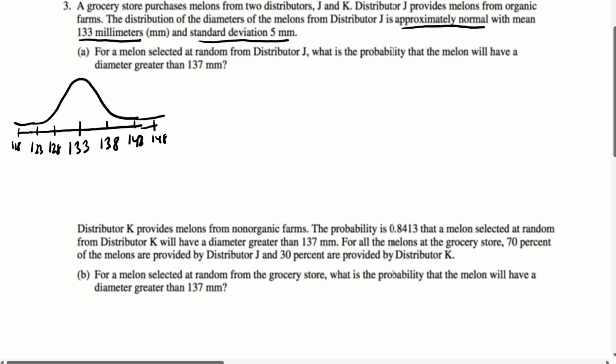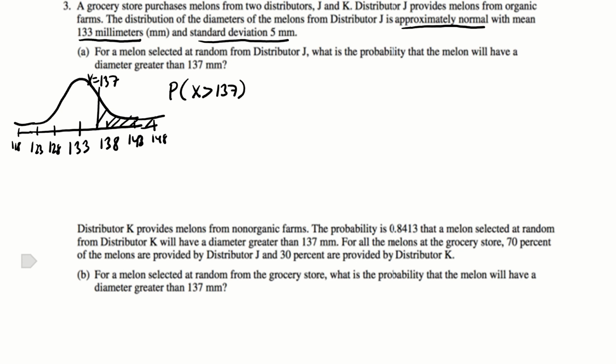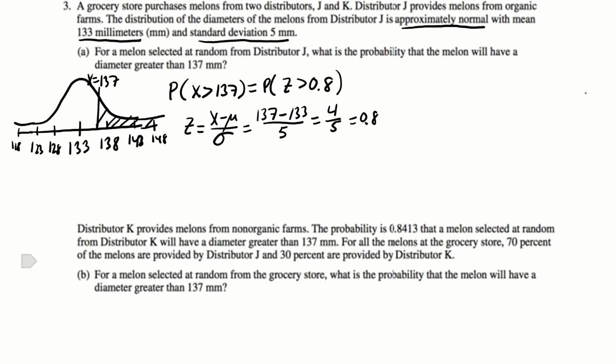And we want the probability that it's greater than 137. So we want this 137, so it's going to be the area to the right. So we want the probability that x is greater than 137. Now you can calculate the z-score. So this is the probability that z is greater than what? The z-score is x minus mu divided by sigma. So here we got 137 minus mu, which is 133, divided by sigma, which is 5. And so we get 4 over 5, which is 0.8. So the probability that z is greater than 0.8.